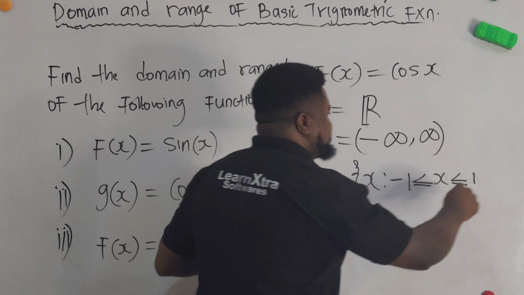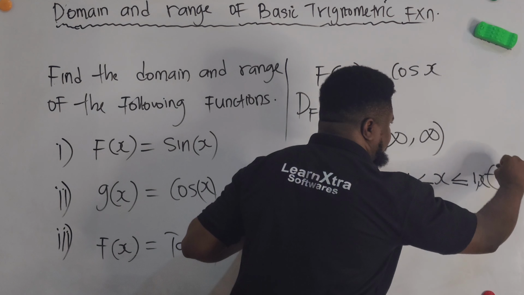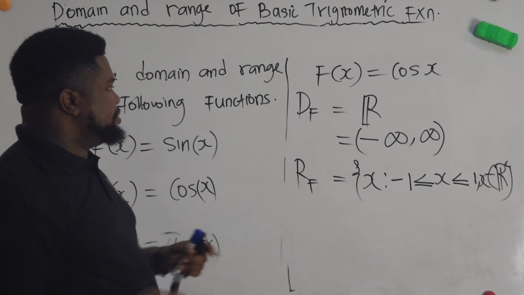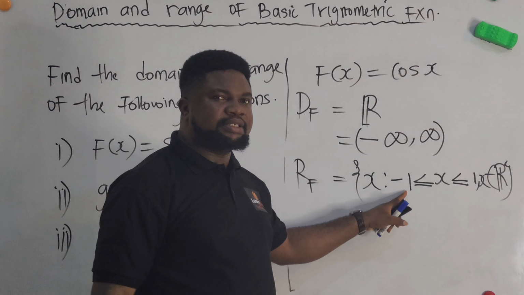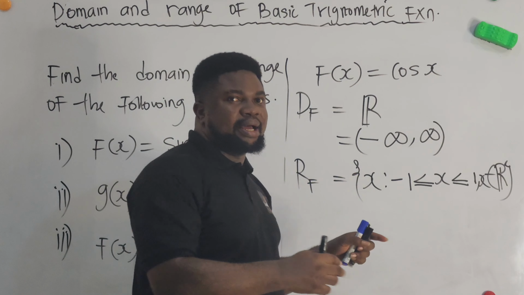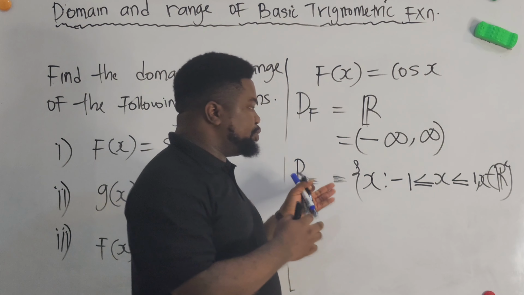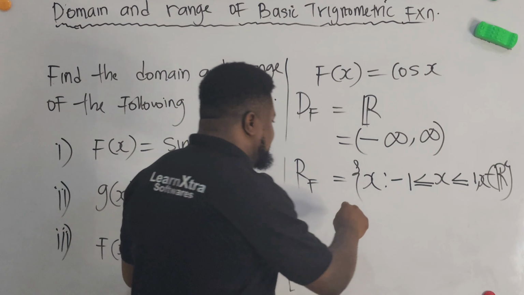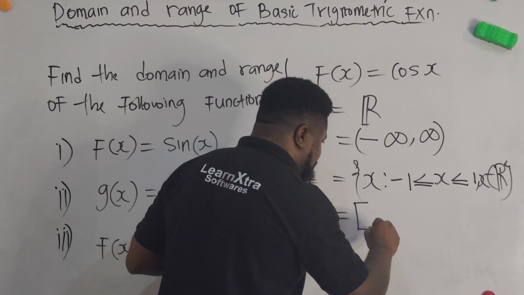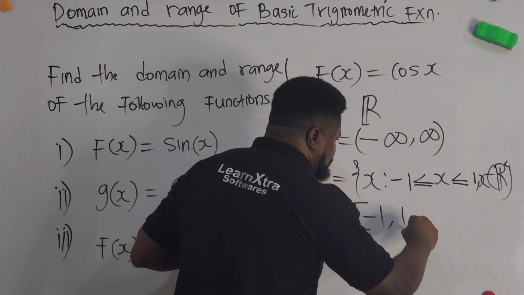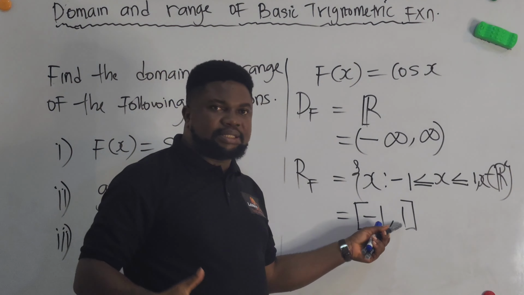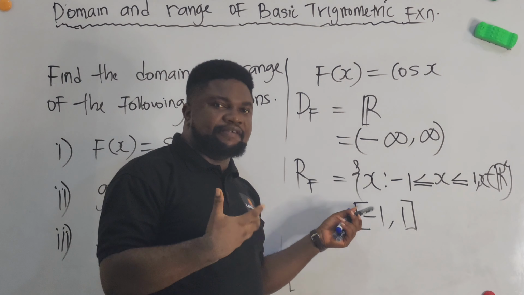This means that the range is in between -1 and 1. I gave you that in set builder form. I can still give you the form you know already, which is the interval notation, -1 down to 1. We close the brackets to show that -1 and 1 could be values.